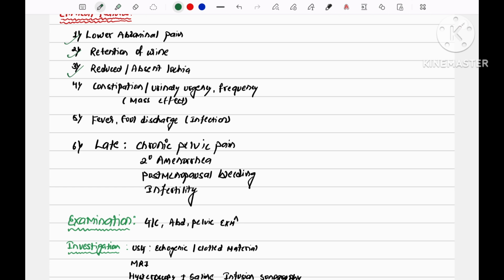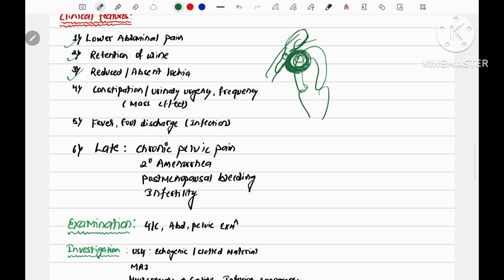If there is a collection of blood, like here is the collection of blood, then it can compress the urinary bladder system also. This is the urinary bladder, this is the neck of the urinary bladder. So this blood can compress the urinary bladder neck, due to which there can be retention of urine, and sometimes it can also cause urinary urgency and urinary frequency, and if it compresses the bowel, then it can lead to constipation.